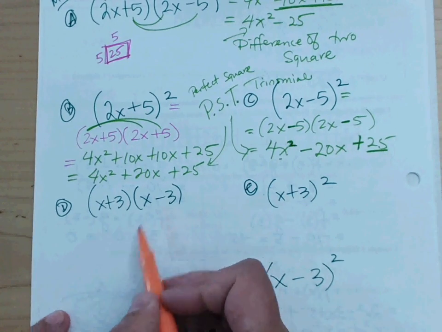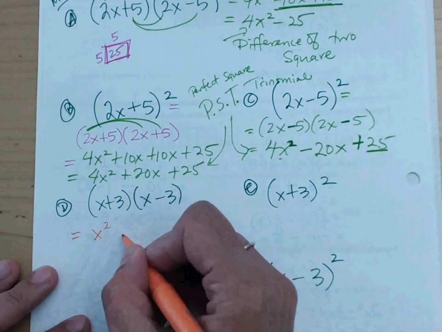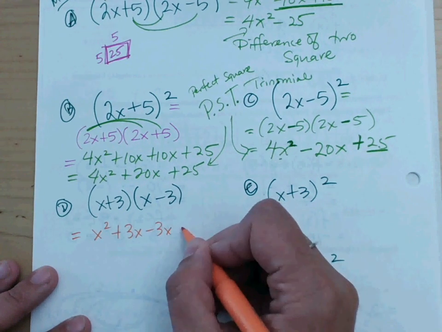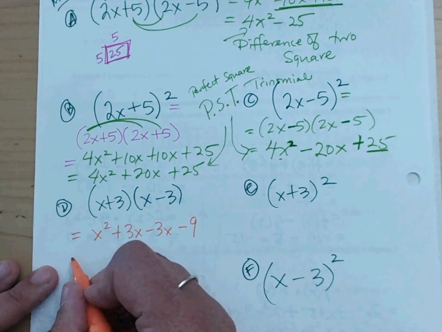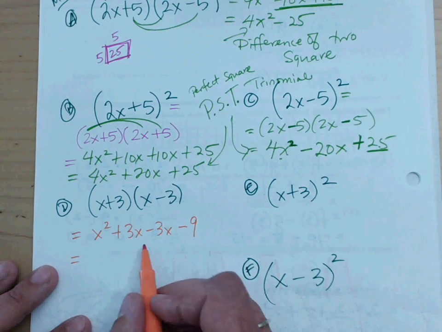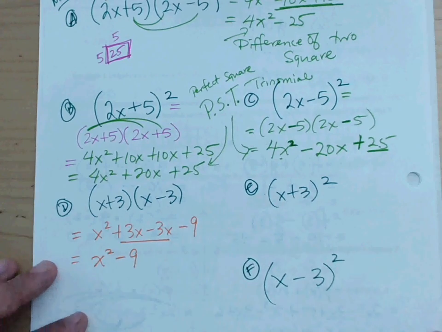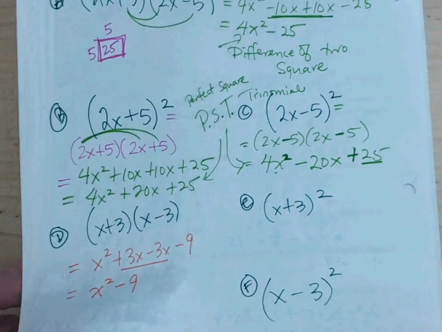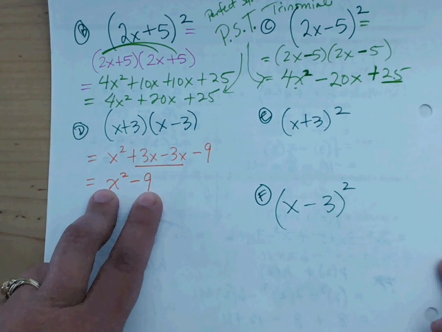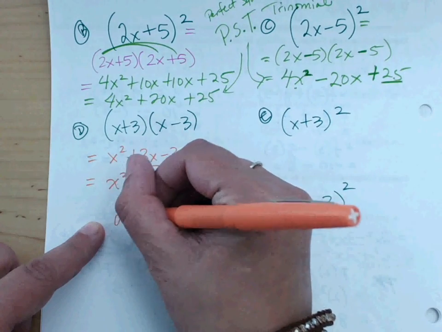x plus 3, x minus 3. When you FOIL it out, what do you get? Plus 3x minus 3x minus 9. If I combine my like terms, what happens to the middle? 0. So I get x squared minus 9. Do I call this a perfect square trinomial? No. Because how many terms are there? 2 terms. So difference means subtract.